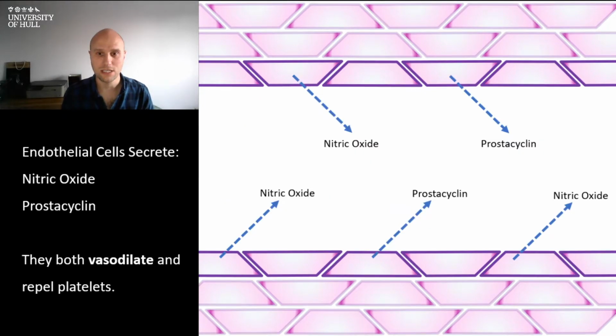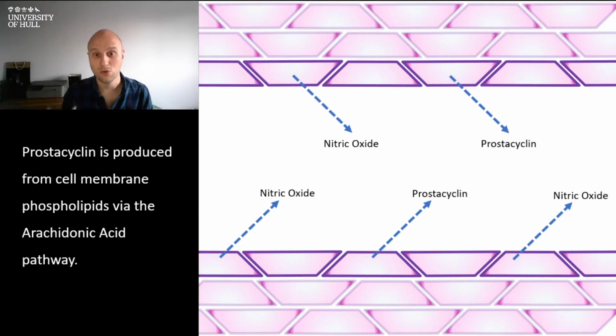And the first thing to draw your attention to is that the endothelial cells release nitric oxide and prostacyclin, and these are both vasoactive substances, and what they do is they vasodilate the blood vessel, so they keep it nice and relaxed and nice and open and reduce the resistance to flow so that blood can flow easily through that blood vessel. They also repel platelets, stop them sticking to the walls of the blood vessel.